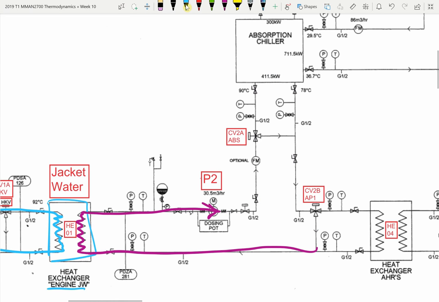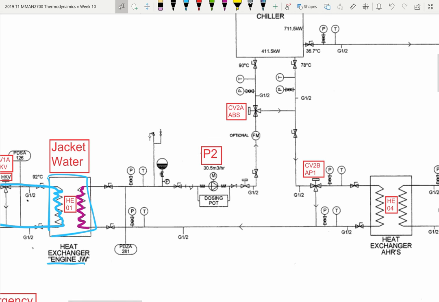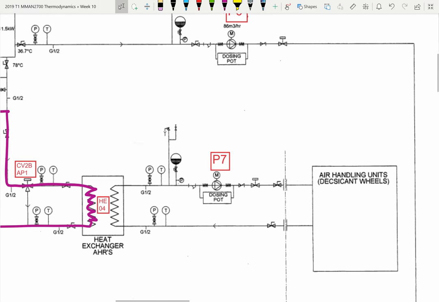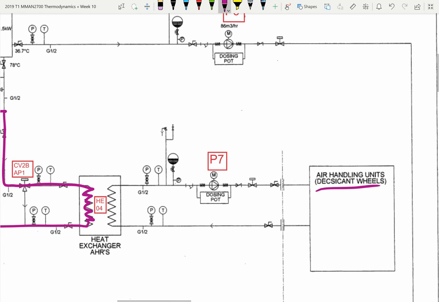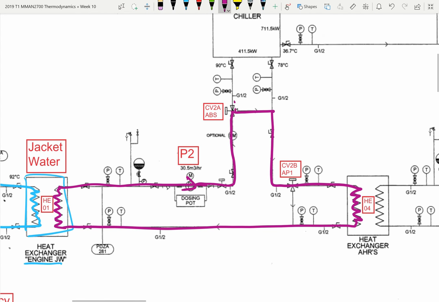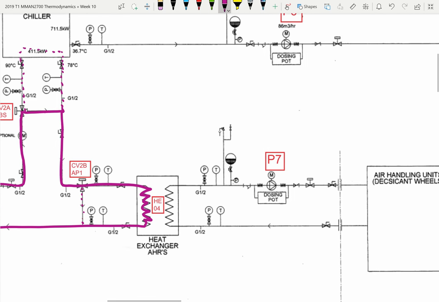Or if we remove that, if it's a cold day and we don't want chilling, we want heating, then it'll flow through here, it'll go up, it'll go through CV2A and be redirected there and come across here and go through HE04, heat exchanger 04, and come across to the air handling units. Okay, so this second circuit that I've got in purple is either taking that thermal energy up to our absorption chiller, or is taking that thermal energy across to the air handling units.